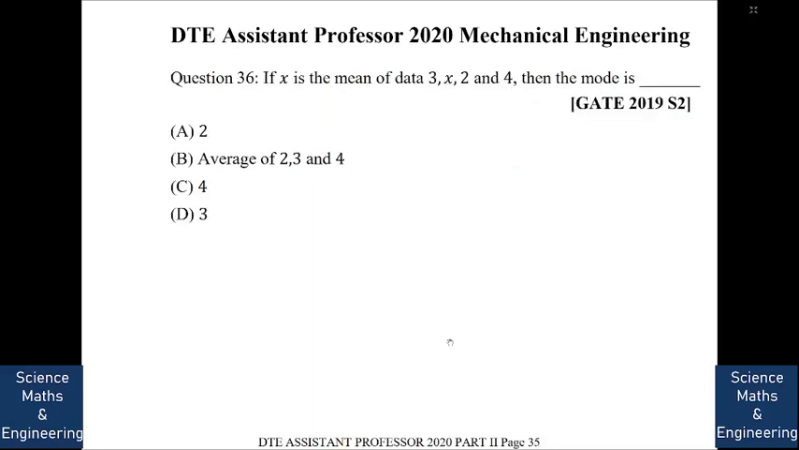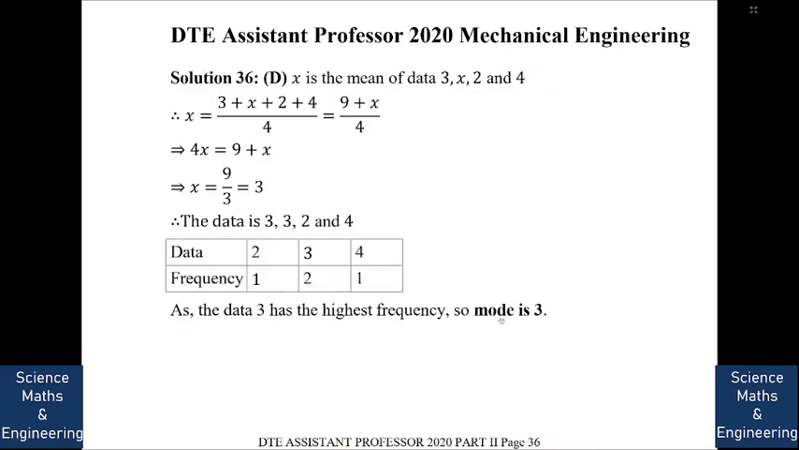So next question. If x is the mean of data 3, x, 2 and 4, then the mode is, the answer is, x is the mean of the data 3, x, 2 and 4. So x is equal to (3 + x + 2 + 4)/4. So from here we get x is equal to 3. So our data is now 3, 3, 2 and 4. So 2 has a frequency of 1, 3 has a frequency of 2 and 4 has a frequency of 1.